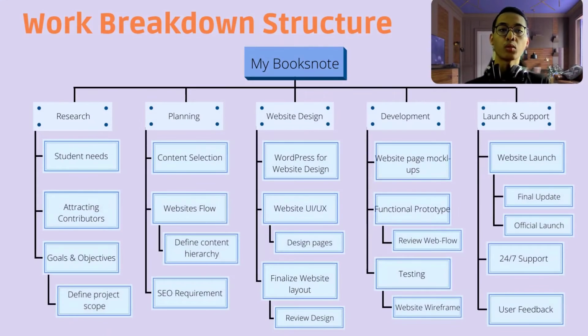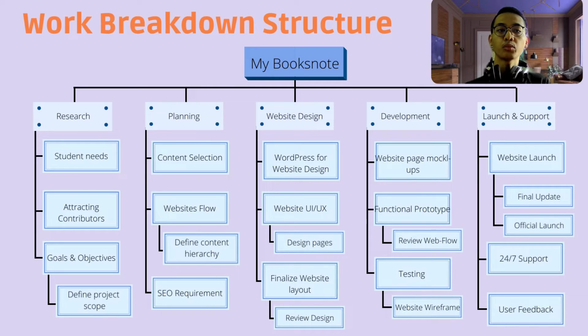Now we will look at our work breakdown structure, WBS. Our main deliverable in this project is the BOOKSNOTE application software. Then we have 5 main works. We start with research, where we need to identify student needs and attract contributors such as seniors and lecturers. Then goal and objective, where we need to define the project scope for this app. Then we need to do planning, such as content selection, website flow and SEO requirements.